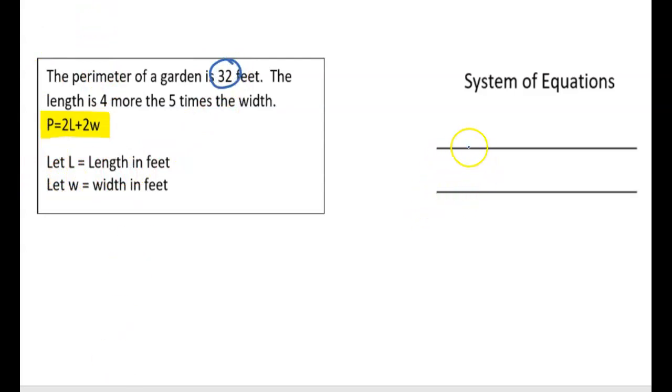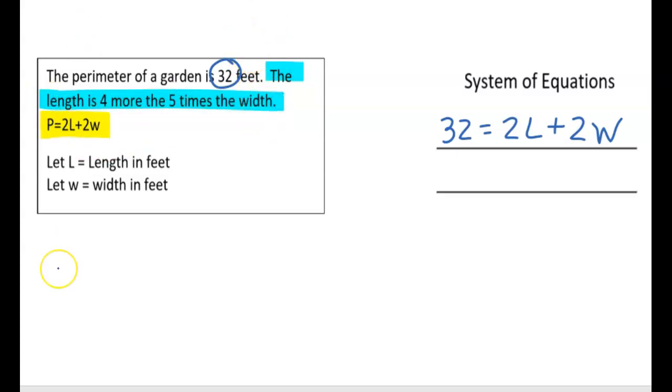So that's the first equation. 32 equals 2L plus 2W. All you have to do is fill in the number for the P. That's the first equation. The second one's harder. The second one is from this sentence right here.